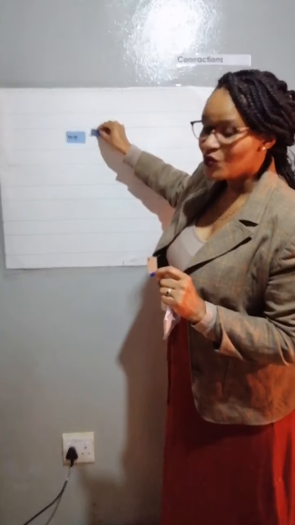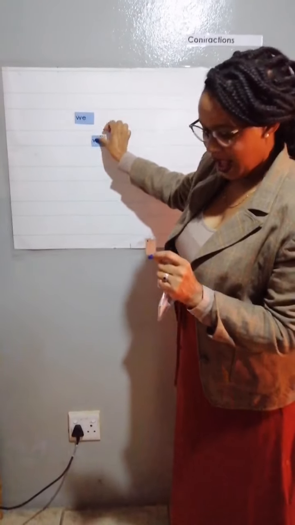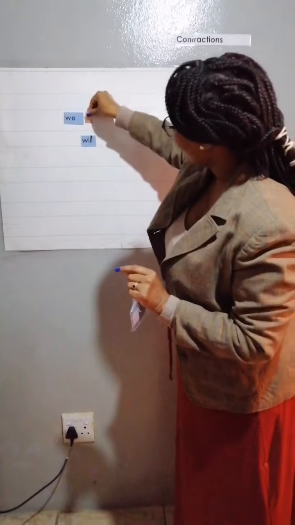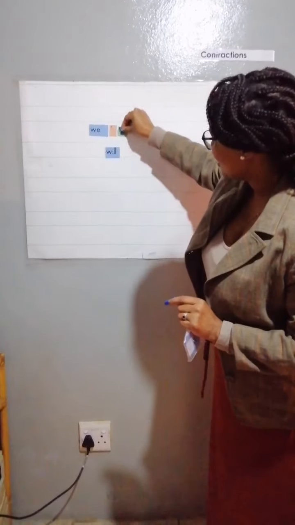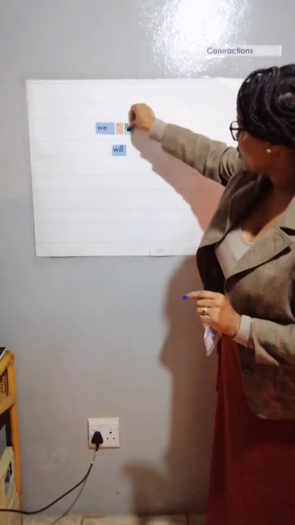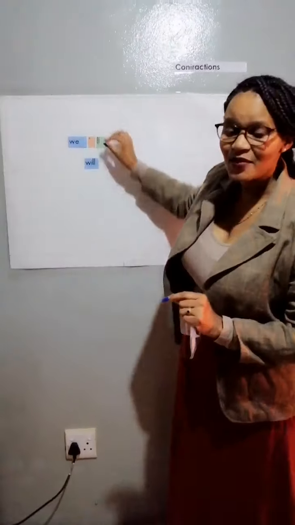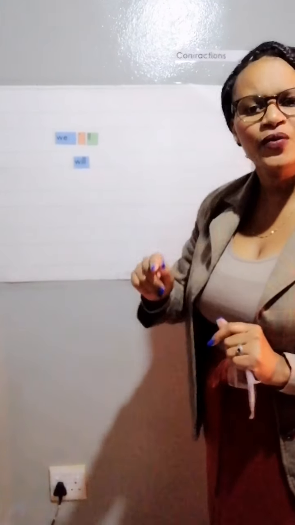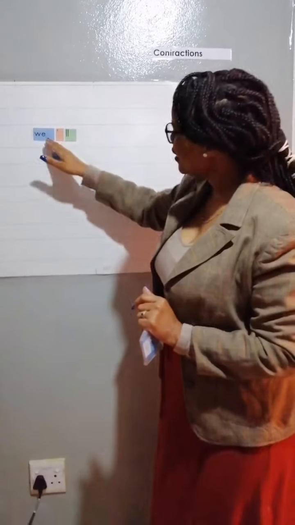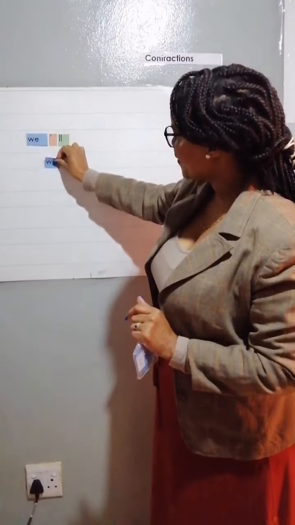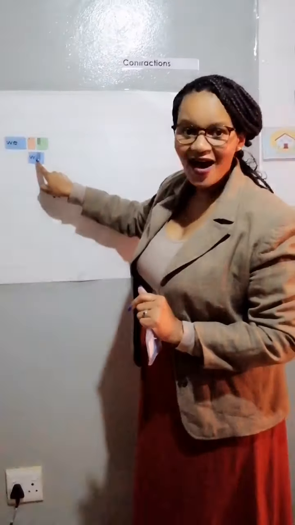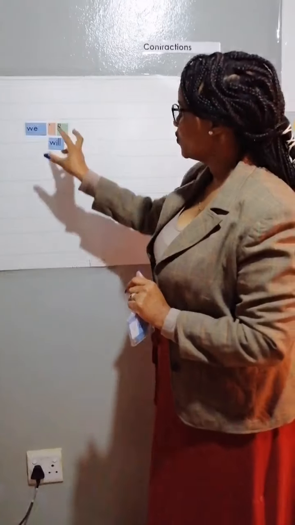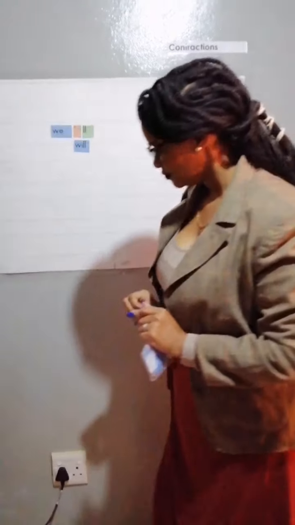Now I will remove the word we. I will put my apostrophe right there and form the word we'll. It is still the same. We will still say it the same way. We will go to the mall. The only difference here is we have taken out the W and the I in order to make the word smaller.